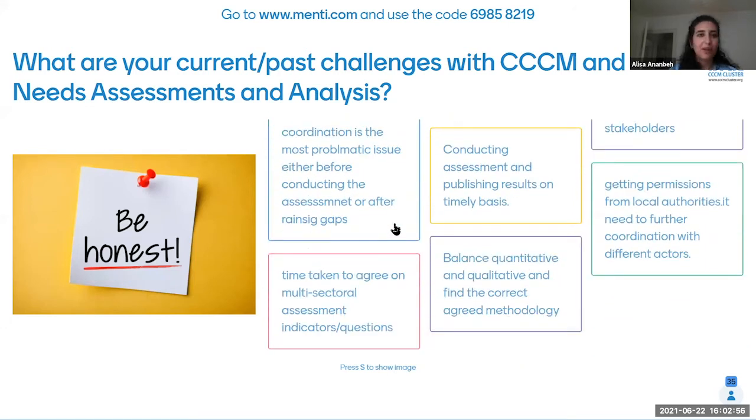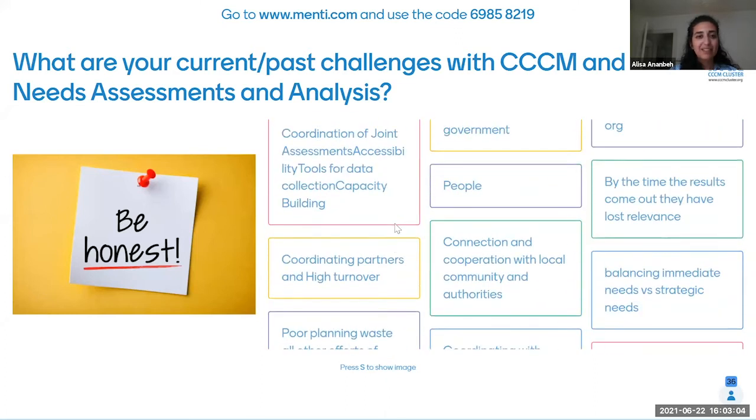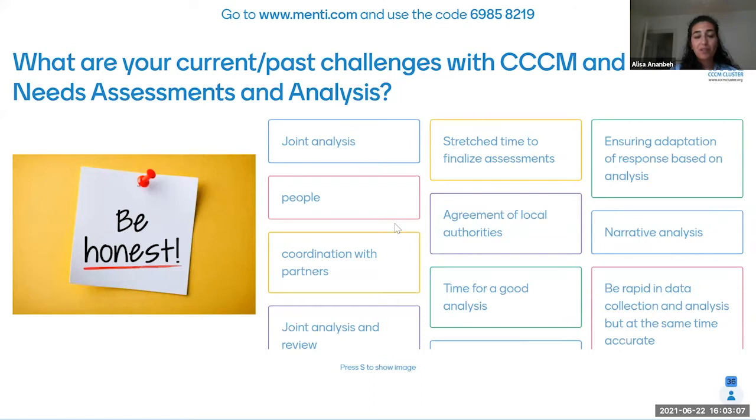Wow, you have inserted quite a lot of different challenges that you find for CCCM. I guess we'll try our best to cluster them and try to respond to some of them in the next couple of months. And please don't be shy to ask some of those challenges in terms of CCCM to our speakers in the next sessions, especially in the breakout room sessions. And I will give the floor now to my colleague from REACH, James, to start his part of explaining about vulnerability indices. Over to you, James.